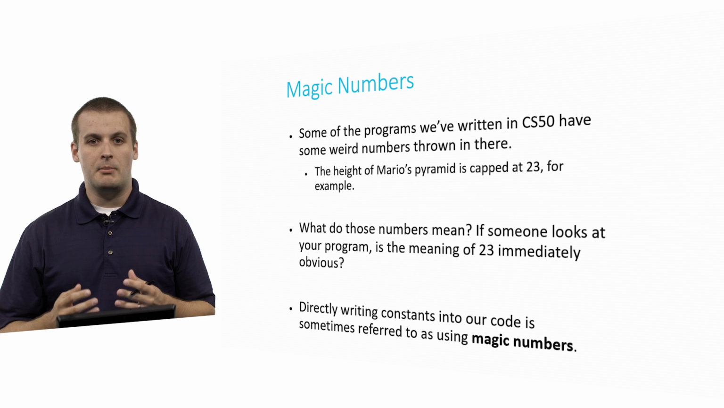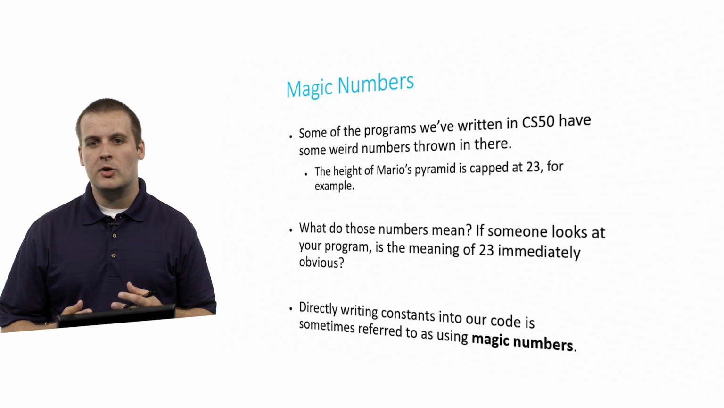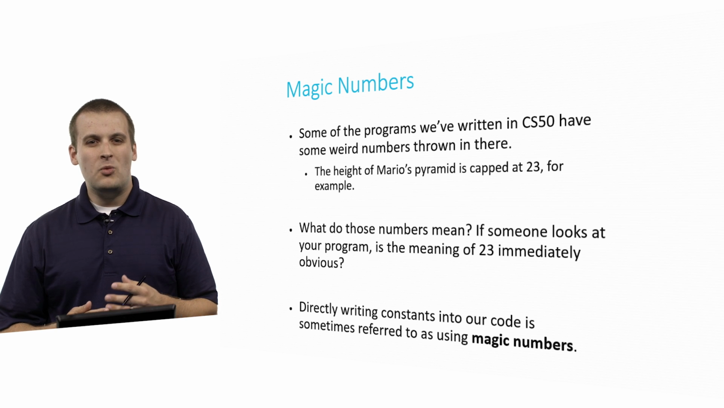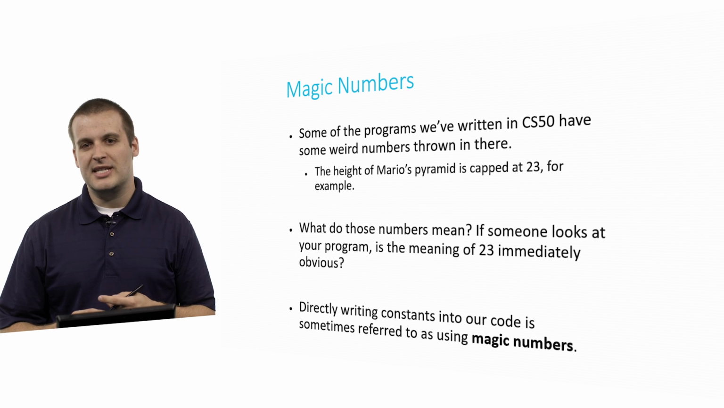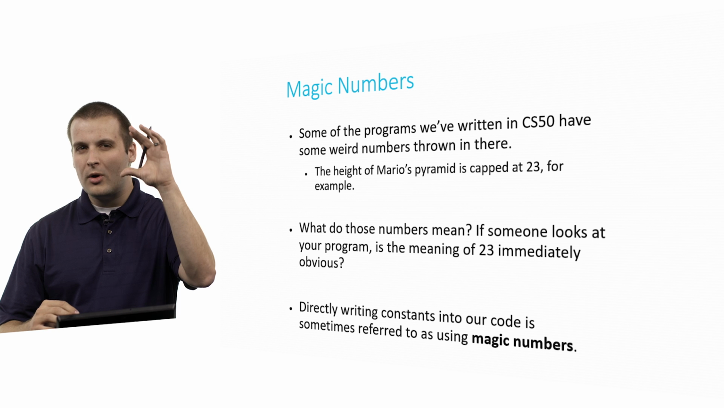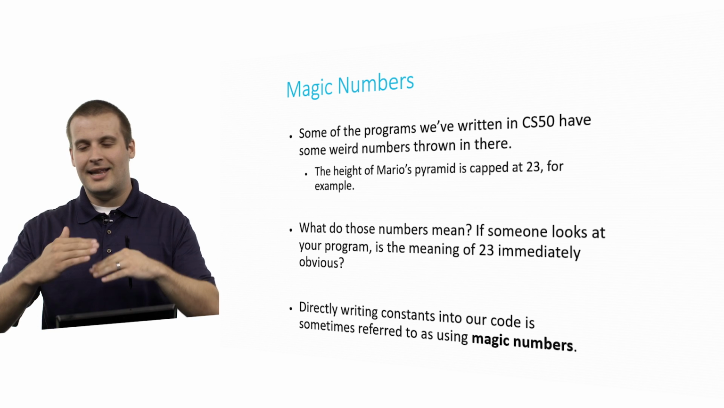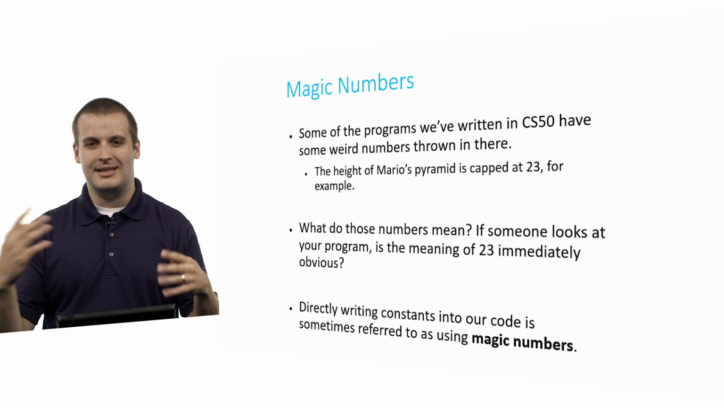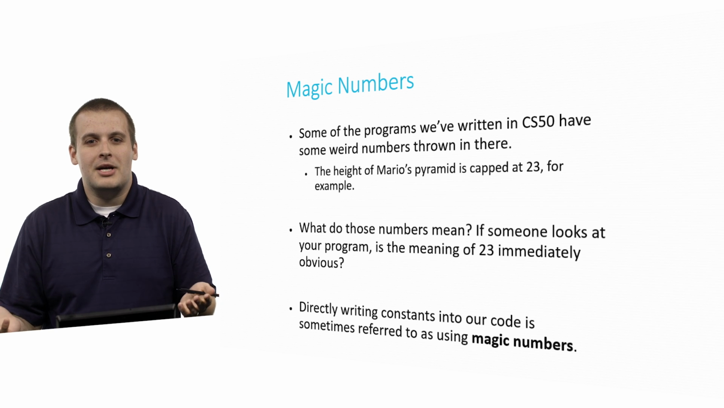For example, in the Mario problem, we capped the height of the pyramid at 23. We explicitly said you can't go higher than 23. But what does 23 mean? Well, if you read the spec carefully, you might have seen that the reason we capped it at 23 is because the standard height of a terminal window is 24. And so if we have the pyramid be taller than that, it might do this weird thing where it runs off the screen.